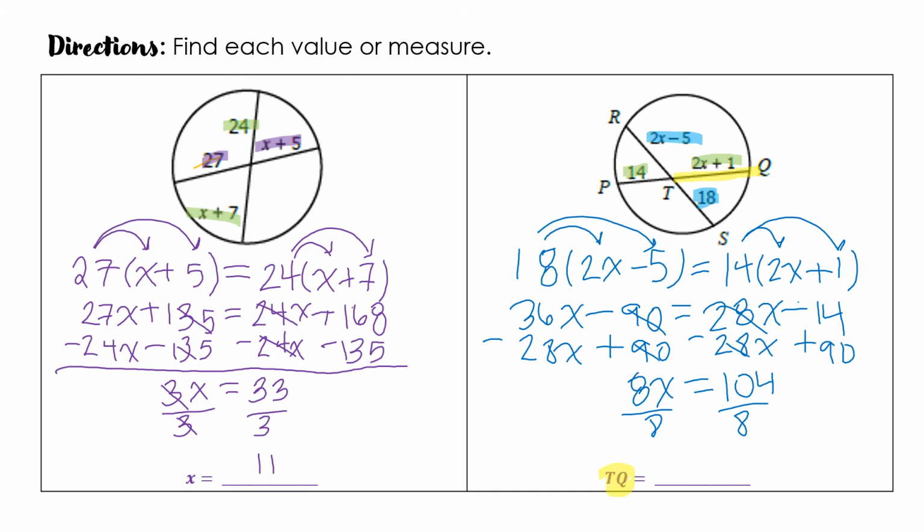So 104 divided by 8 is 13. That's not the answer we're looking for. That's just x. To find TQ, I've got to plug 13 back in for 2x plus 1. So I'm going to do 2 times 13, which is 26, and add 1. So TQ is going to be 27.